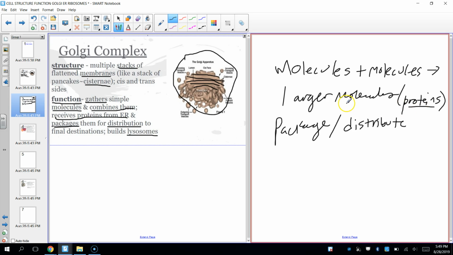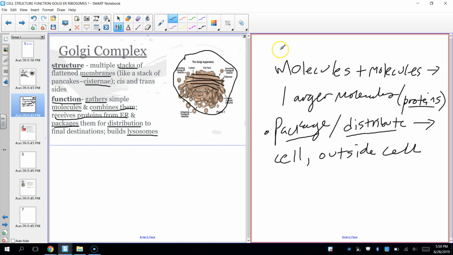It's kind of like it just packages and distributes things. So it's kind of like a FedEx or UPS station, okay? These things come in, and then it packages them and distributes them. It'll do that throughout the cell or outside the cell, wherever it's needed in the body.